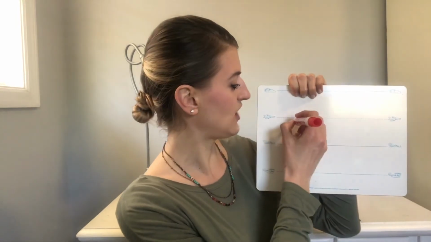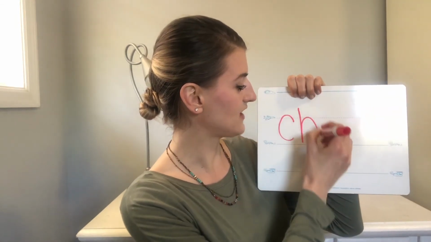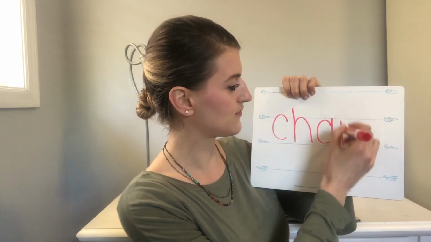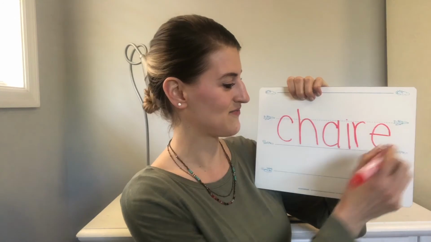Now we are going to spell the word cherry together. Cherry. Ch. I think cherry starts with the C-H sound. Ch. Air E. I know that word. Air is a sight word. Ch. Air E. E can sometimes say its name. I think this word ends in E. Ch. Air E. Does that look right? I don't think so. Let's try it again.